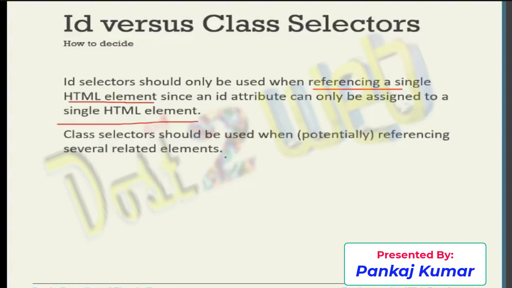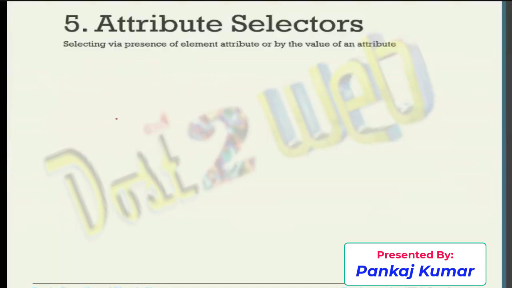The class selector should be used when you are going to reference several related elements. When you have several related elements, then you use the class selector. This is very important, you should remember it and implement it accordingly when you are designing HTML pages. Next, you have something called the attribute selector.